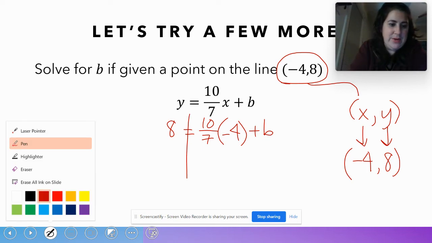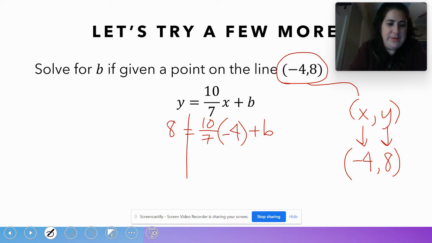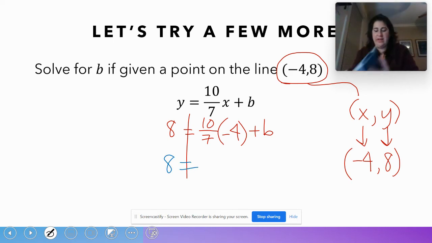All right, let's go ahead and use our calculator to help us simplify this. So I have 8 equals, okay, in my calculator, I'm going to put 10/7 times -4.